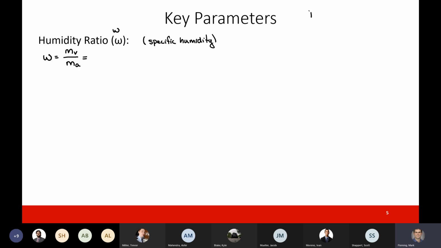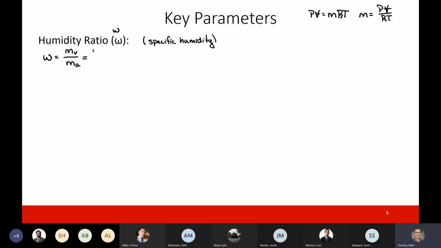Going back a few slides, we had PV equal to MRT, and we could solve for this. M is equal to PV over RT, and we can substitute in our partial pressures. On the top side, for the vapor, that would be the partial pressure of the vapor, times the volume of the mixture, over R of the vapor, times T of the mixture, because that was how we set it up for Dalton's law.